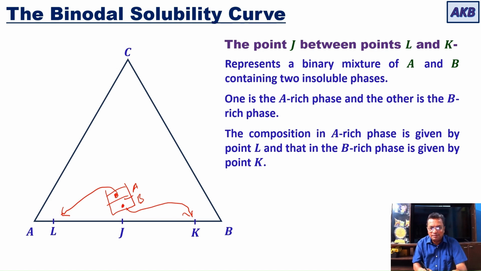There may be many other points like J lying between L and K. Each of them will represent a binary mixture where there are two insoluble phases. I hope this is clear to you. If you have any doubts, please mention that in the comment section. So now we have understood what point J is and what it represents.